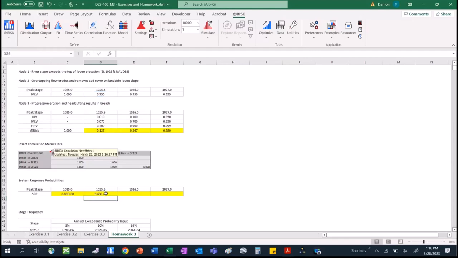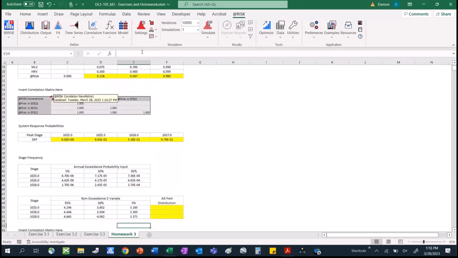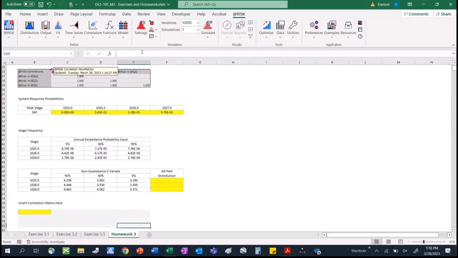I'll hit enter there, and that gives me a system response for 1025.5, and that formula is going to be the same. I can drag that over. So node one times node two times node three. All right, so that gives me a third of the risk equation. I still need my loading, which is going to be the stage frequency, and then the consequences. Any other questions up to that point? Pretty straightforward.